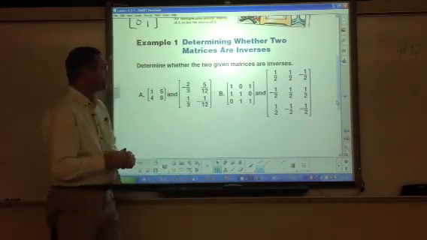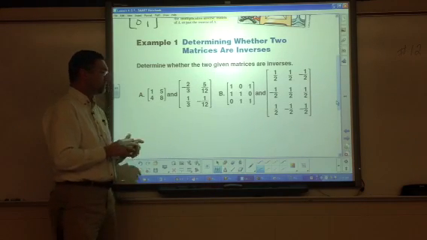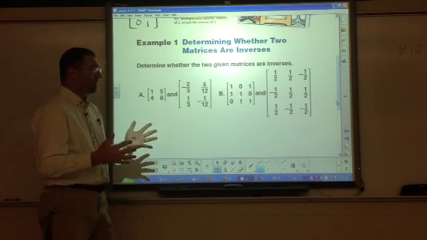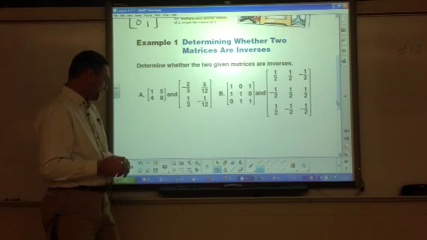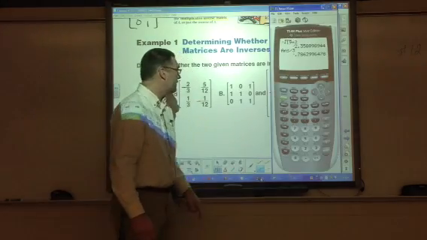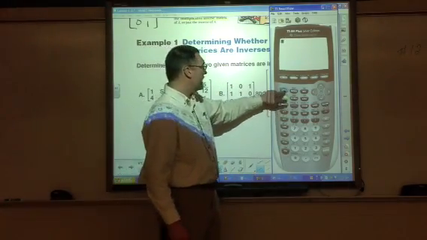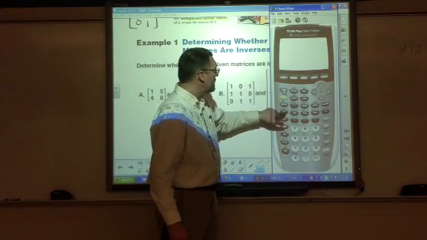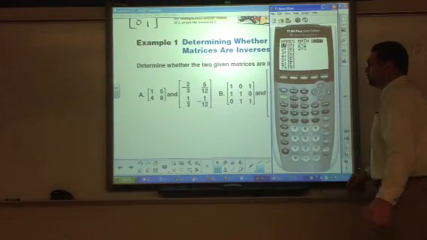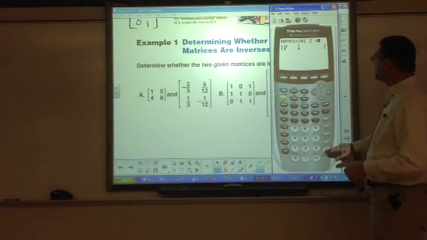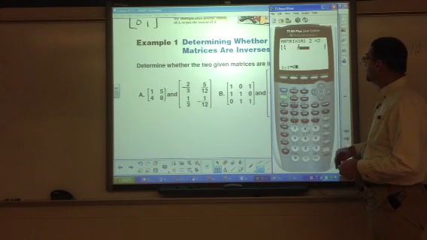So here we have a couple different matrices, and they want us to know if the two matrices are inverses. So what we're going to do is multiply them together and see if we get the identity matrix. So we need our calculator. A reminder how to go to matrices: second, and the x negative 1 key here is for matrix. Our first two matrices are 2 by 2, so I'll call matrix A a 2 by 2, and I'll put in 1, 5, 4, and 8.